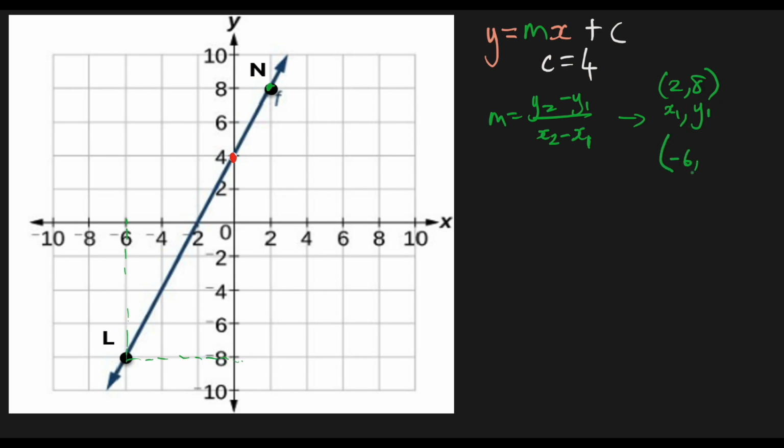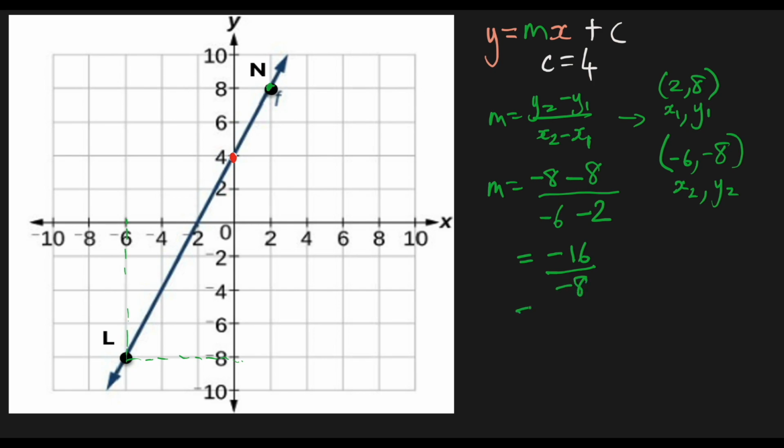So -6, -8. This is going to be x2, y2. So we could say our gradient is going to be y2, which is -8, minus y1, which is 8, over x2, which is -6, minus x1, which is 2. So we'll be left with -8 take away -8. That's -16, and then that's going to go over -6 take away 2, which is -8.